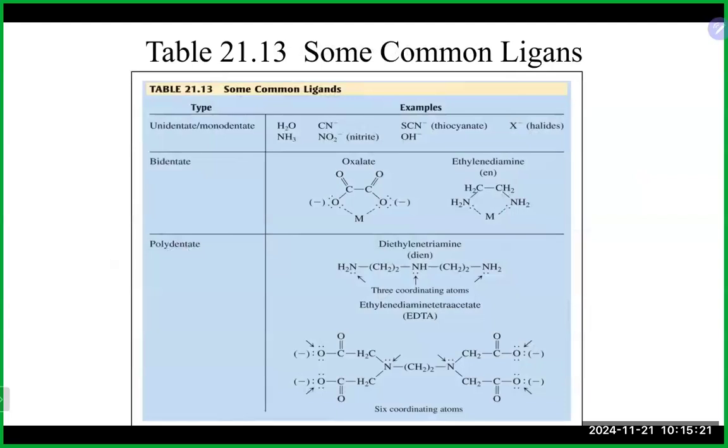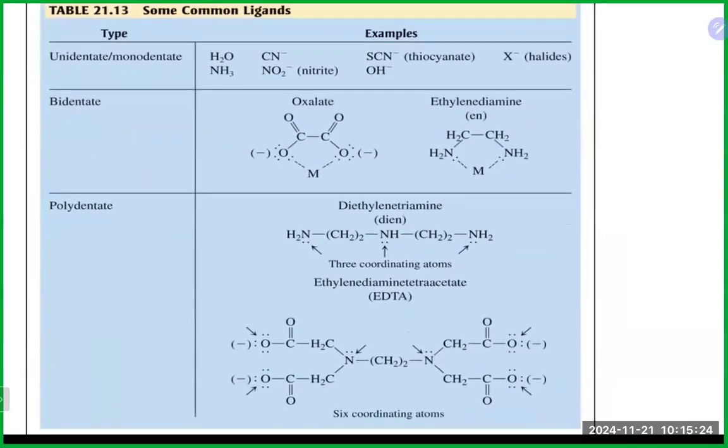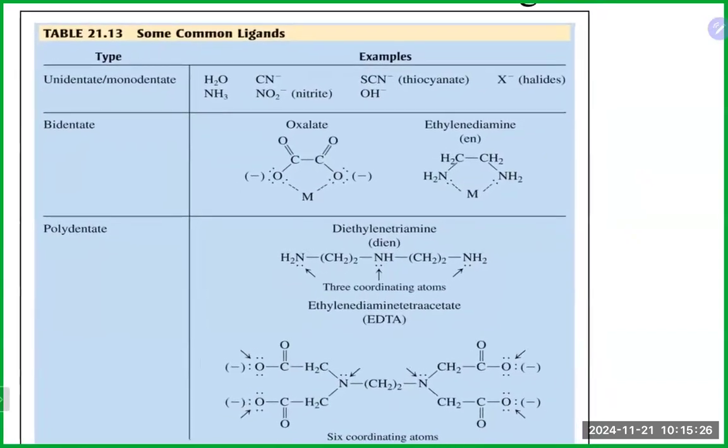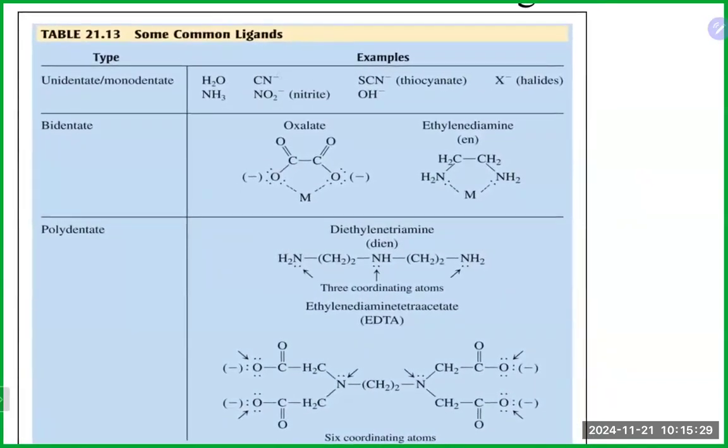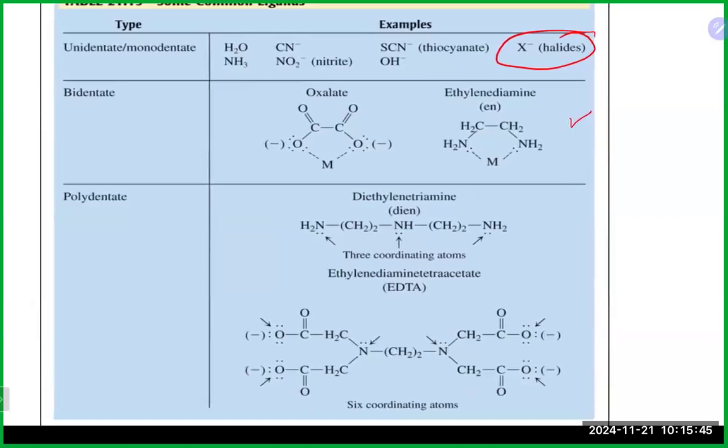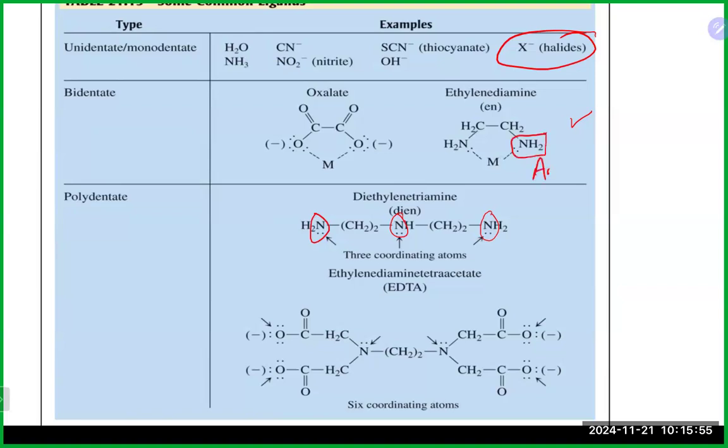All right, so here's a table of some common ligands, and you have a similar table in your book. Again, our unidentate or monodentate: water, cyanide, ammonia, nitrite, hydroxide, thiocyanate, and the halogens, so Cl minus, Br minus, all those guys. There's our 2 common bidentates, our ethylenediamine and our oxalate. And this is dien, which is diethylenetriamine. Triamine means it has 3 nitrogen groups. These are in organic chemistry amines, basically. So that's where that name comes from.